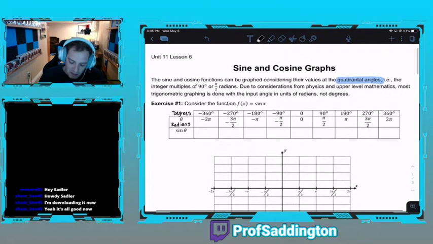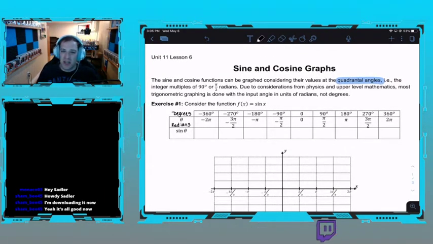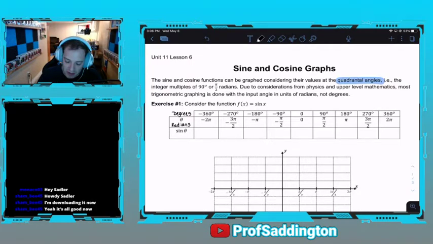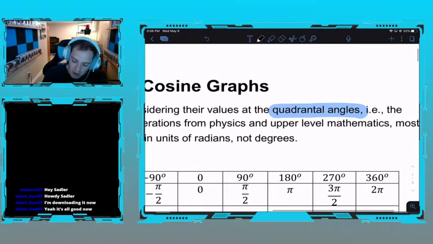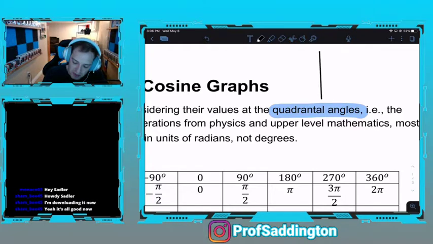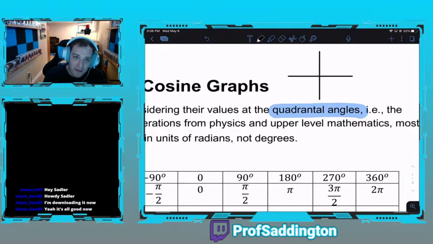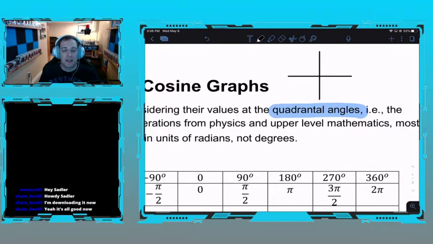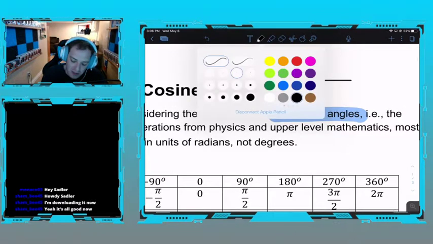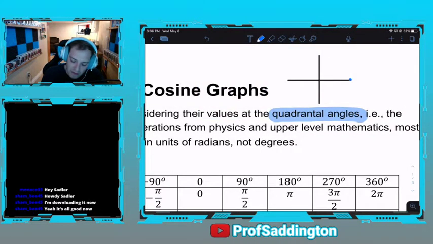But I want to go up and talk about this quadrantal angle so you guys know what that actually means. We have already done it before. I'm just going to redraw it so you guys are more familiarized with what the vocabulary is. So quadrantal angles are the angles that we did in the last couple of units that fall on the x and y axis. So when we were doing unit circle, there were times that we had a coordinate fall on the axes.